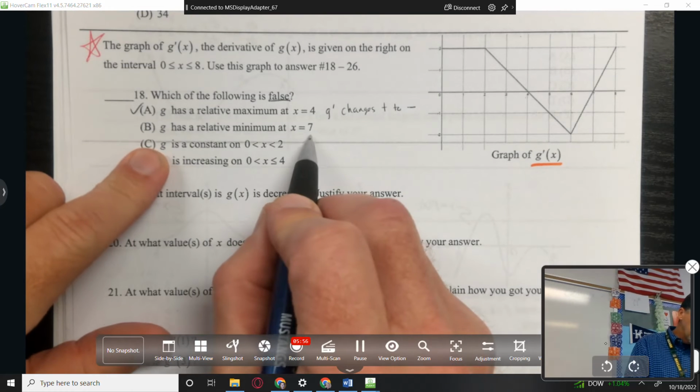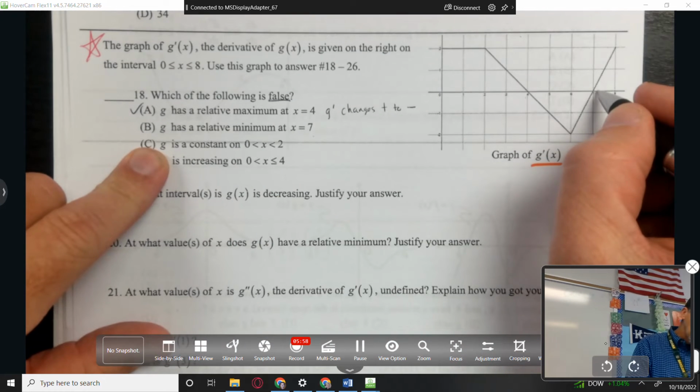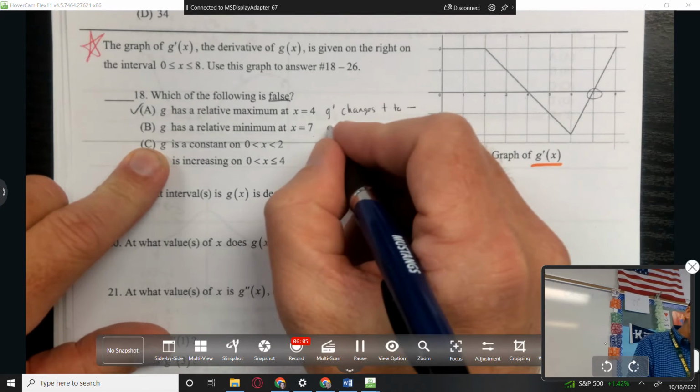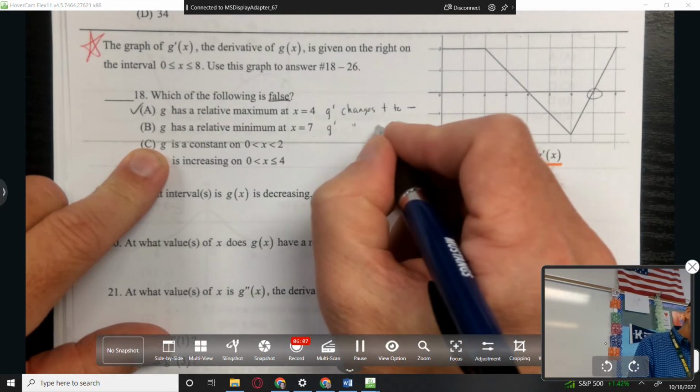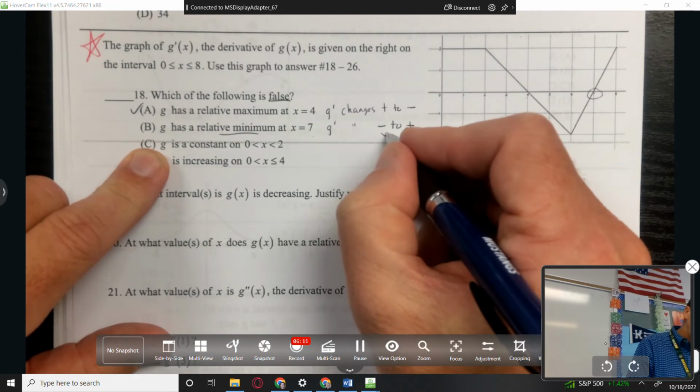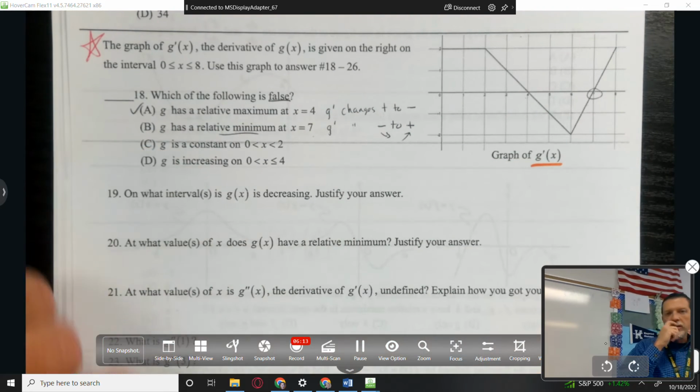G has a relative min at x equals 7. Let's see, at x equals 7, G is changing. No, G prime is changing from negative to positive. That's a relative minimum. Negative to positive, yeah, that's a relative minimum. So B is true.